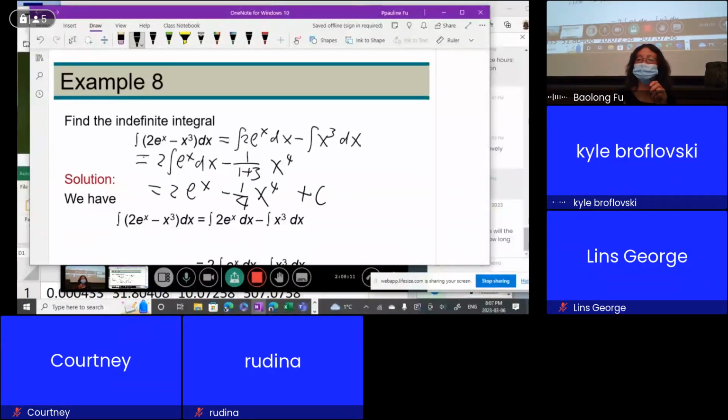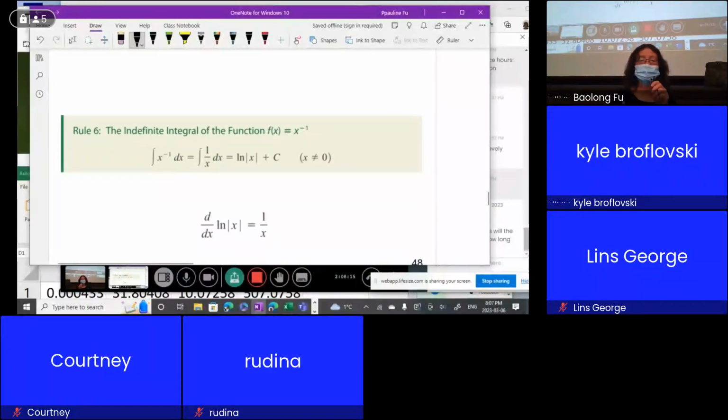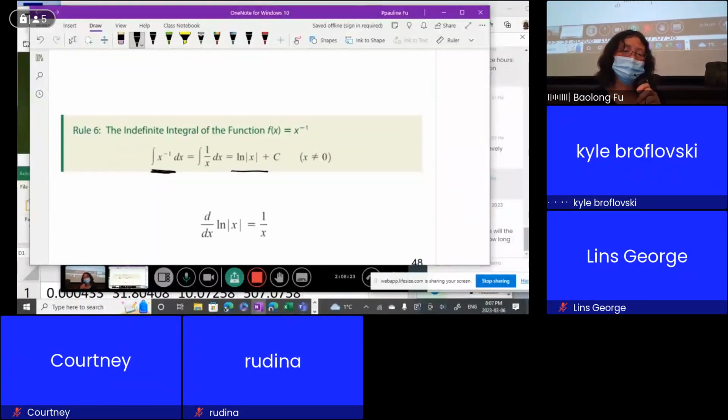Questions? Okay. So what is the integral of x raised to power negative 1? It is ln of the absolute value of x.